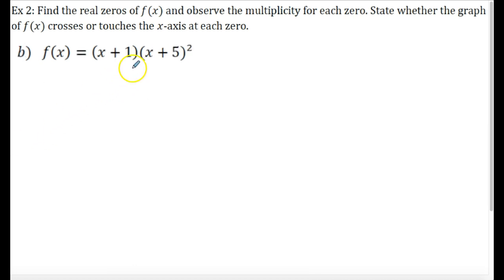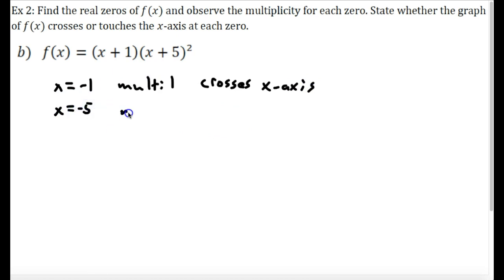So the next one, let's do one more together, and then I'll have you guys try a couple. My first 0 would be x equals negative 1. It has a multiplicity of 1, and that means that the graph crosses the x-axis at this point. The second 0 would be x equals negative 5. This multiplicity is 5, or I'm sorry, it's not 5, it's 2, right? My exponent is 2. Since that multiplicity is even, that means that this will just touch the x-axis.